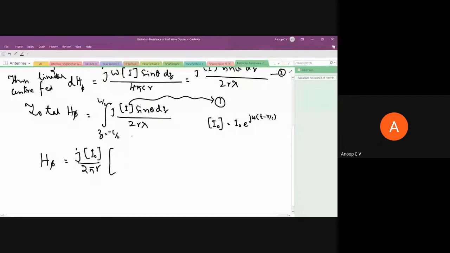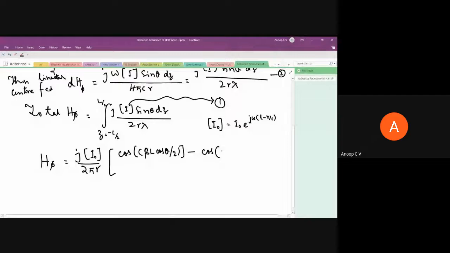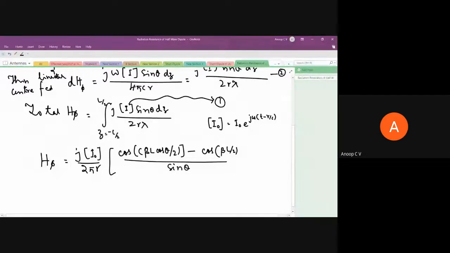Whatever content I am writing within the square bracket decides the shape. This is what we simulated in last class, right? It is cos of beta L cos theta by 2 minus cos beta L by 2, divided by sine theta. You don't have to integrate this as such, right? So within the square bracket, this is the shape. It's of the form cos of beta L cos theta by 2 minus cos beta L by 2 by sine theta.